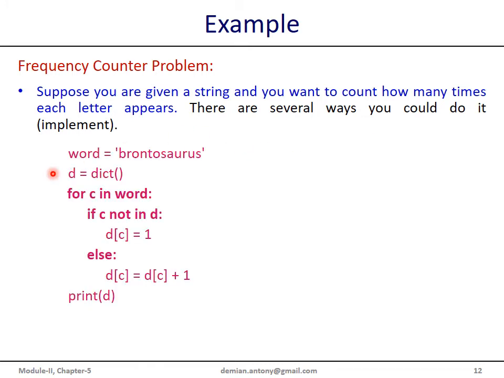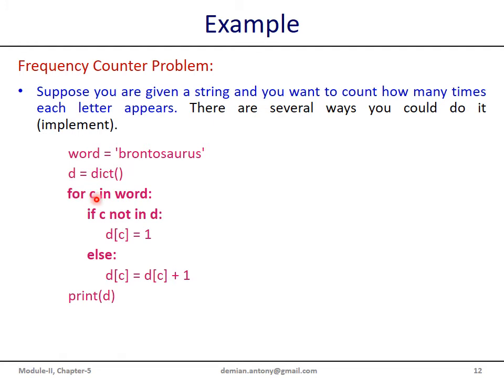Here is the code. We have a set of characters, letters. This is a string. What we do is, first we create an empty dictionary. You can even use braces also, and you read each letter one by one. This is what this for loop does.